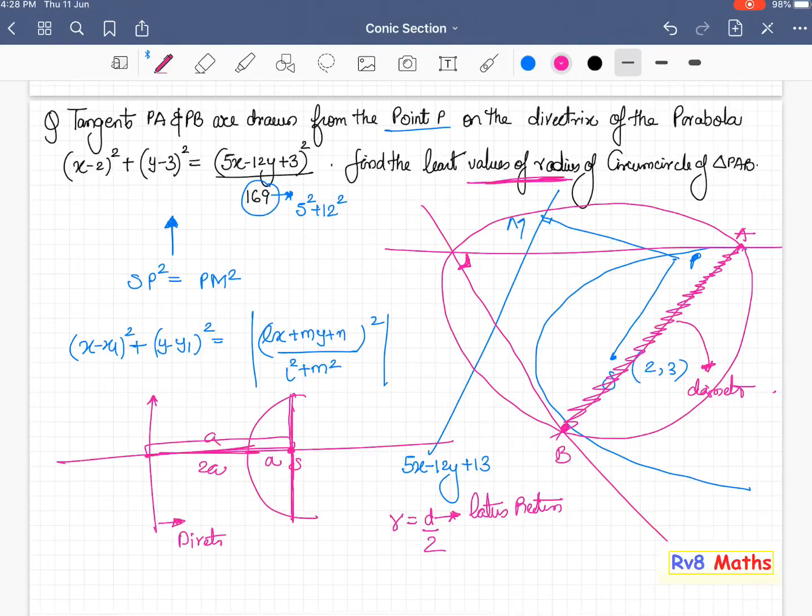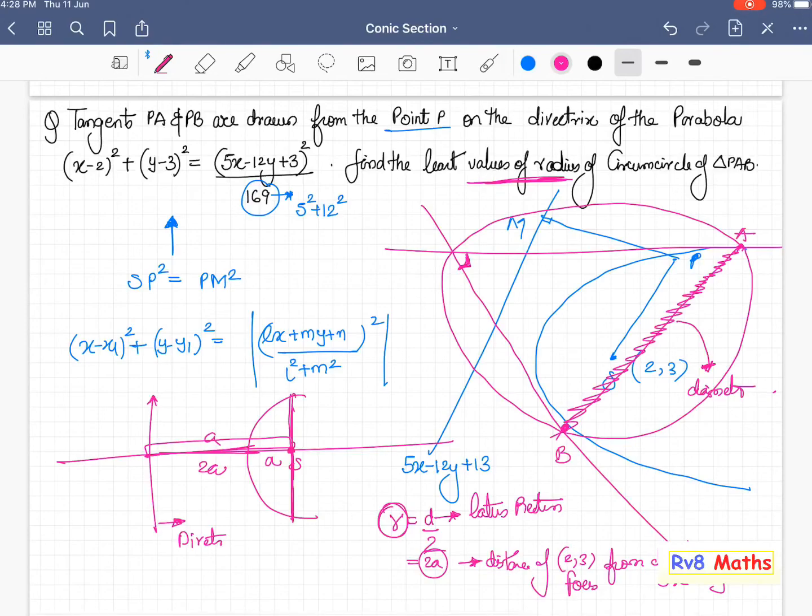So basically, the radius will be how much? The radius will be nothing but 2A. It is half of the latus rectum, and that is the distance of (2,3), that is the focus, from the directrix. (2,3) from the directrix, that is what? 5x minus 12y plus 13.